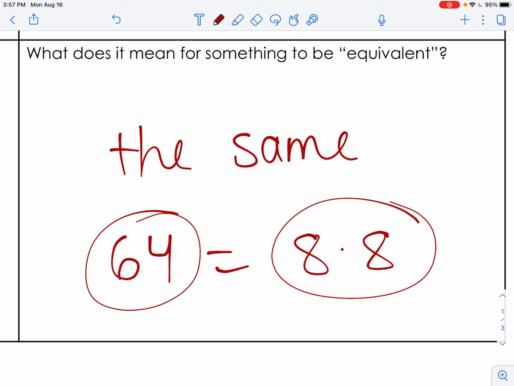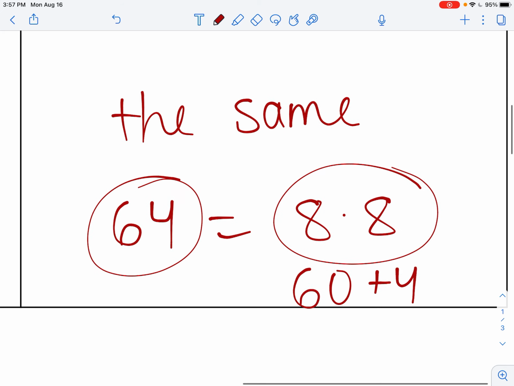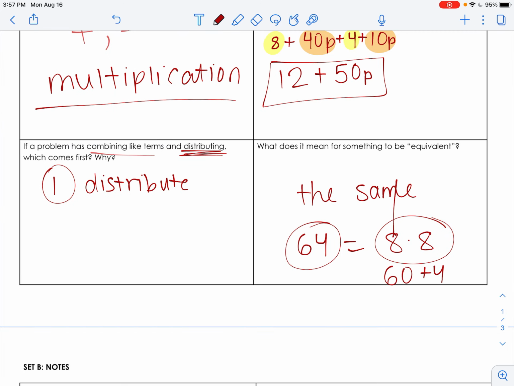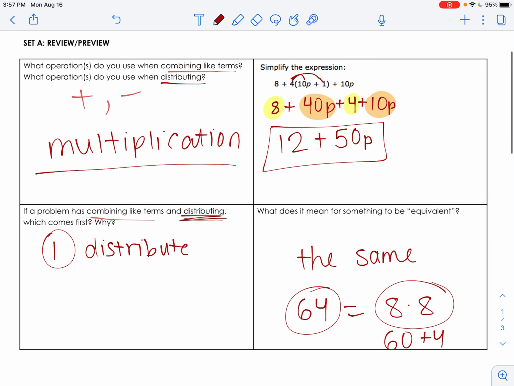So just thinking of some examples, but keep in mind, there's not necessarily just a single thing that is equivalent to one term, right? Like I said, 60 plus 4, 59 plus 5. There are many, many, many ways to write terms that could be equivalent to it. All right, oops, drawing a line on my sheet. So this is our review/preview.